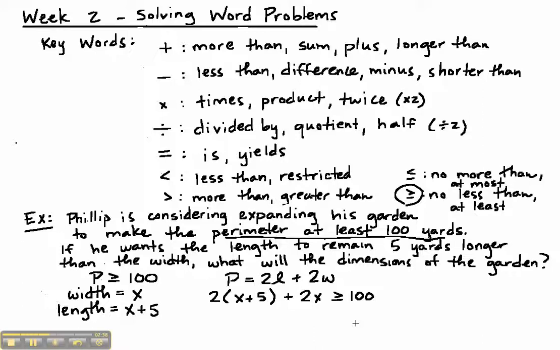Now we've got our inequality, and so now comes the easy part, which is solving the inequality. Remember, we need to simplify both sides of the equation. We've got parentheses, so we'll need to distribute. That's 2x plus 10. And now in this inequality, we do have like terms that we can combine. We've got a 2x and another 2x on the left-hand side. So we combine that. 2x plus 2x is 4x.